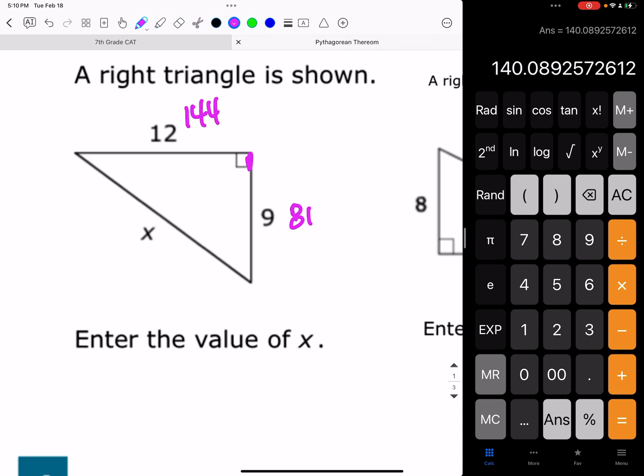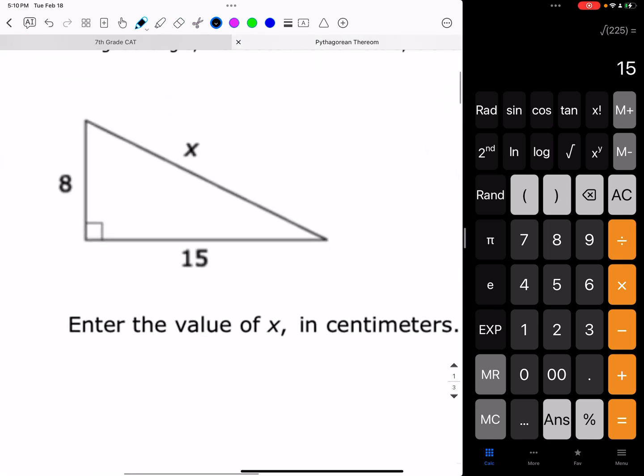I have to know where this is. That's right there. So I am adding those together. 144 plus 81 is 225. If I take the square root of 225, it is 15. There's my answer. Over here, 64 and 264. 15 times 15 is 225.